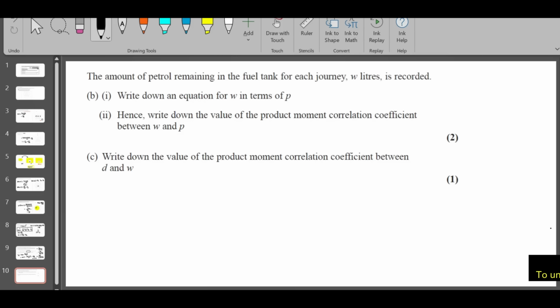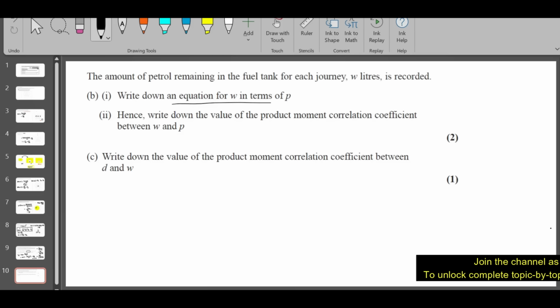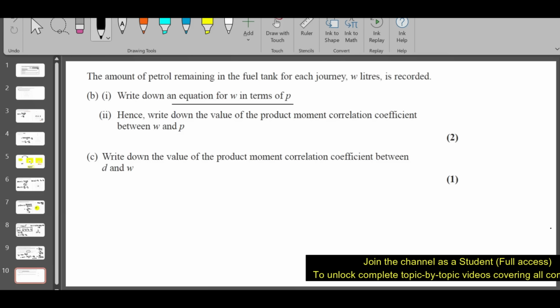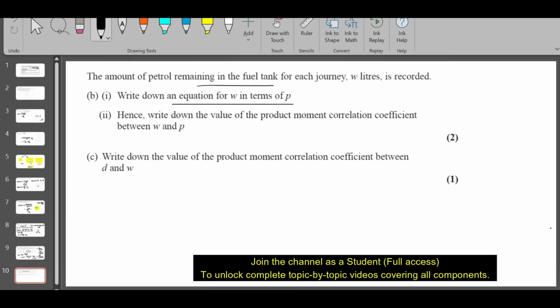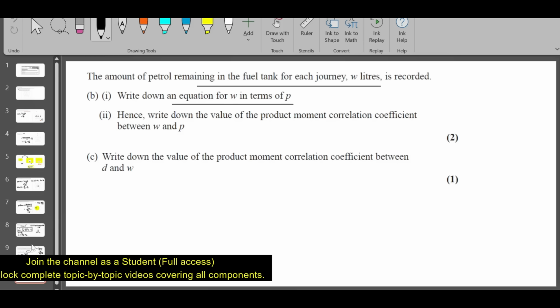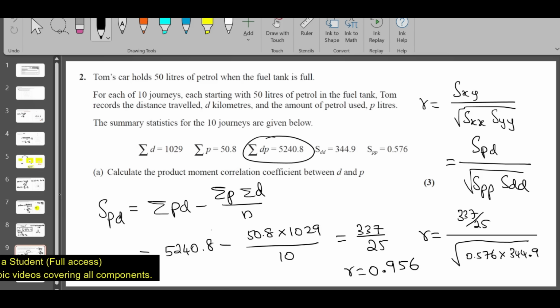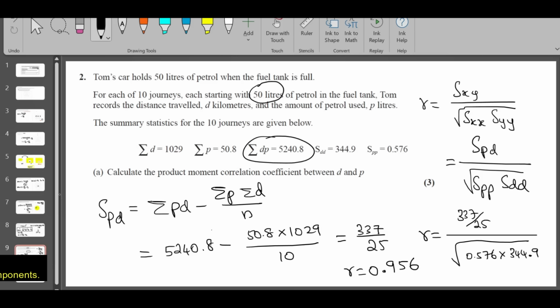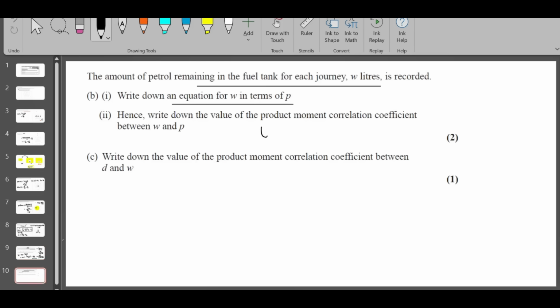Let's move on to part D. Write down an equation for W in terms of P. W is the remaining petrol in the fuel tank. So if you read the question carefully, they started off with 50 liters. The amount of petrol used is P. So the remaining will be W is equal to 50 minus P, right? That's all. Oh, sorry, that's an easier equation for this, 50 minus P.